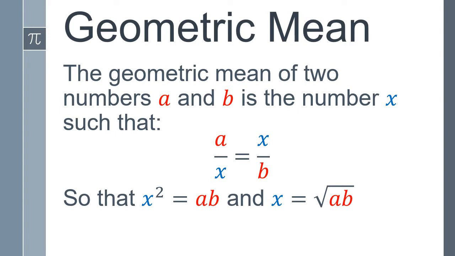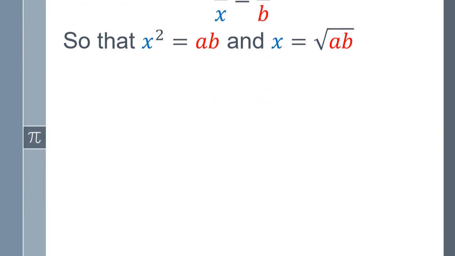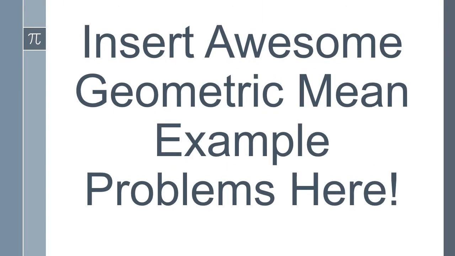The geometric mean of two numbers a and b is the number x such that a over x equals x over b, so that x squared equals ab and x is equal to the square root of ab. So let's insert an awesome geometric mean example problem here.